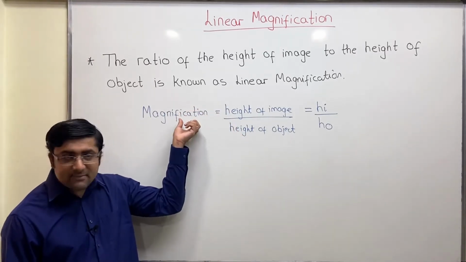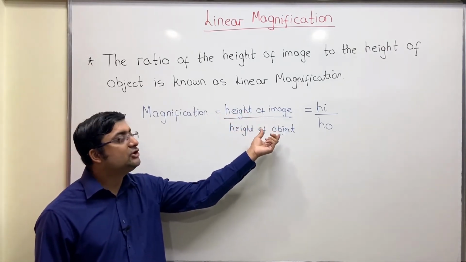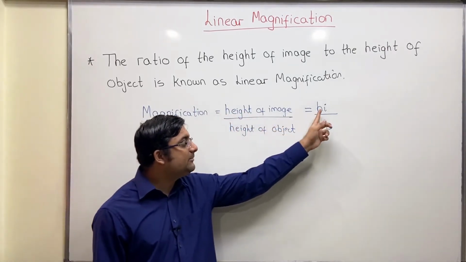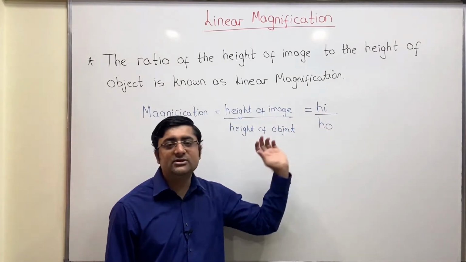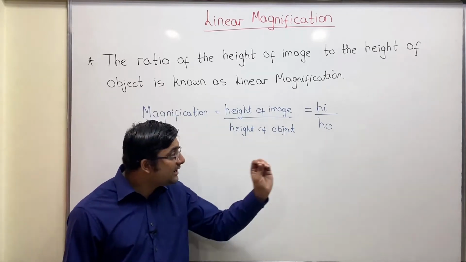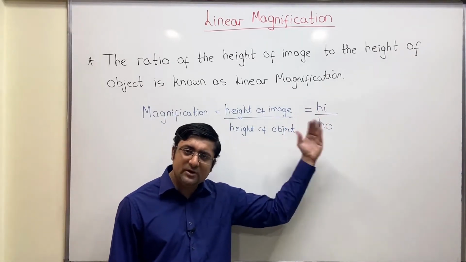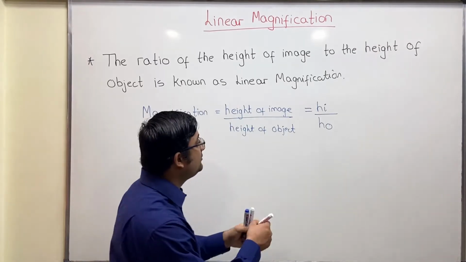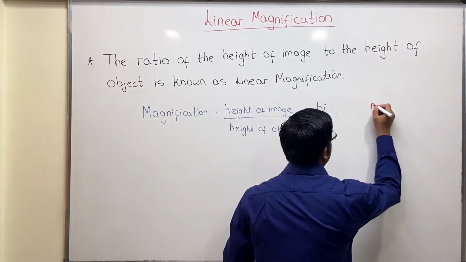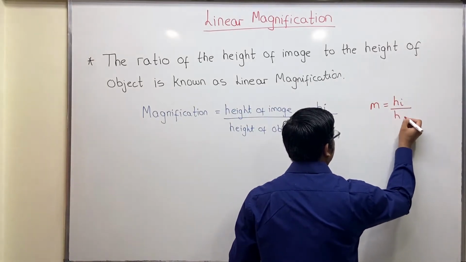See guys, linear magnification is nothing but the ratio of the height of the image to the height of the object. So the height of the image is hi and the height of the object is ho. This is the concept of linear magnification. Now again, guys, we have to study the convention over here. We have already studied it, we'll go through it once again. So first I'll write down the formula over here in short. That is, magnification is basically the height of the image by the height of the object.